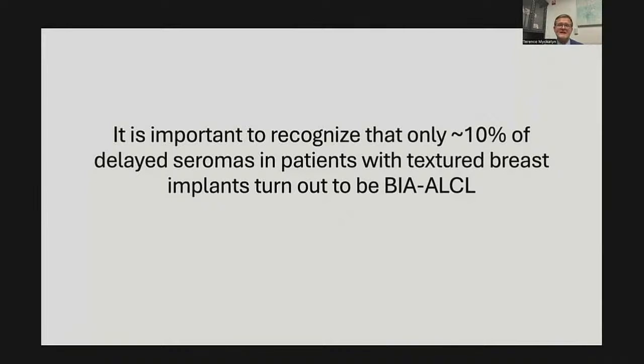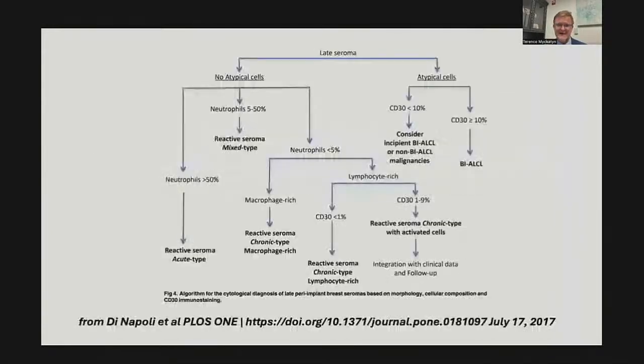It's also important to recognize that only about 10% of patients with delayed seromas in patients with textured breast implants actually turn out to have BIA-ALCL. So I found that this has always been a useful diagram in conceptualizing what to do about late seromas that Dr. DiNapoli, our colleague in Italy, has previously published. Certainly in patients with atypical cells, where more than 10% of them are CD30 positive, a BIA-ALCL diagnosis can be made. However, if fewer than 10% of the cells are CD30 positive, but there are some such cells, one may consider an incipient BIA-ALCL or perhaps some other non-BIA-ALCL related malignancy.